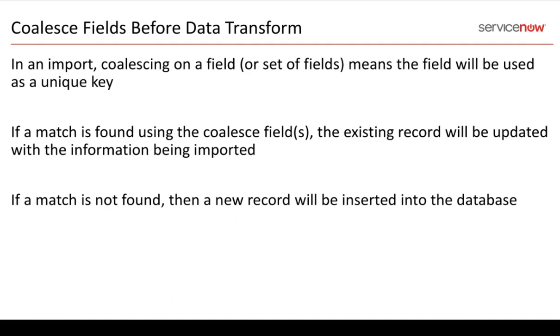We can coalesce on a field, and we can do it on a set of fields. But right now, we're just going to talk about a single field. We're turning that field into a key field. We're looking to match on that field. If we match on that field, we update the existing record. No match, we insert a new record.